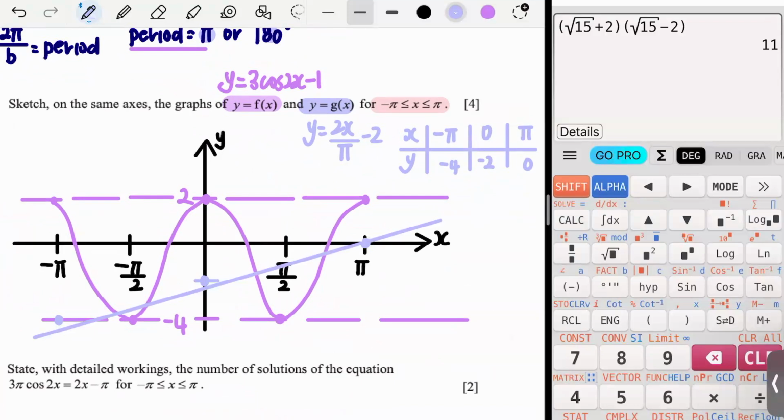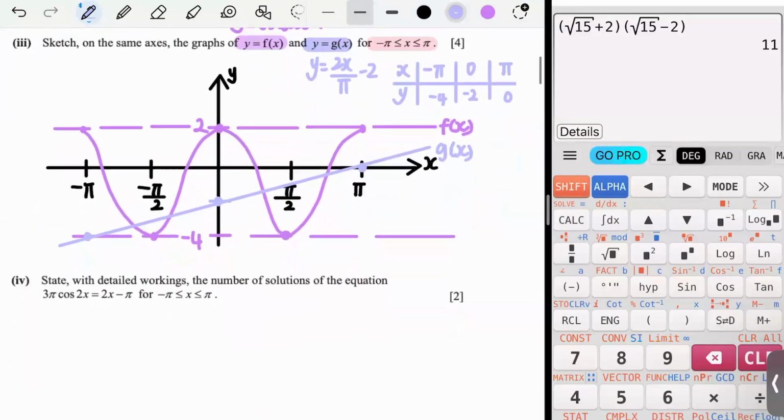Okay, not very nice. Oh, very nice eh. Okay, so like that. So then I'll label lah. This one is my f(x) graph. This one is my g(x) graph. But remember, they are just y equals to something. Okay? So this is how you do that part here.